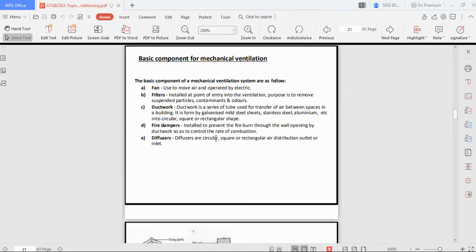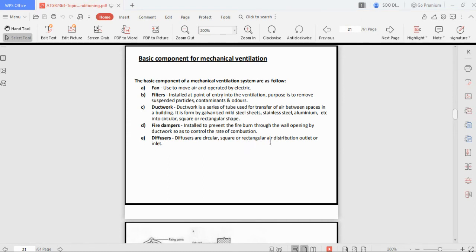So if you have a very good fire-rated room where you require 5 hours to burn through the fire prevention system they have installed in it, but you do not have this fire damper, then your 5 hours fire prevention system will fail, because the fire will spread through the ductwork. That's why if you have mechanical ventilation, it's very important to install a fire damper at the wall opening of the ductwork. The last is the diffuser.